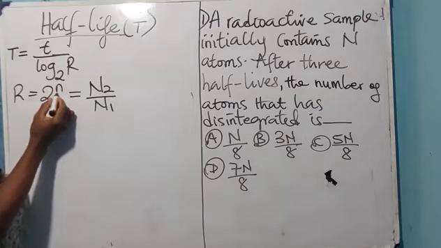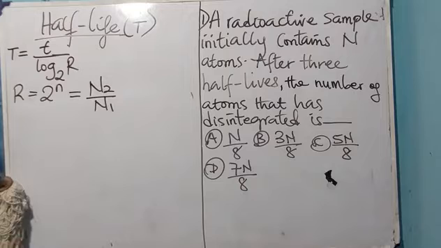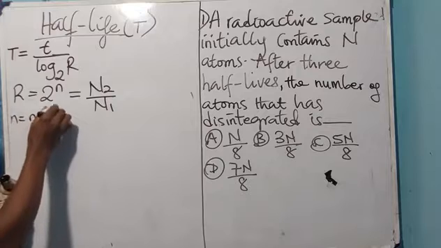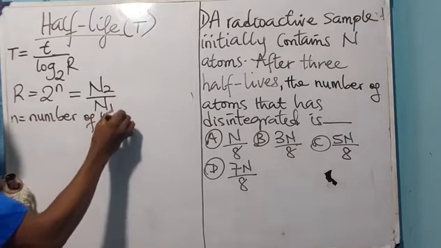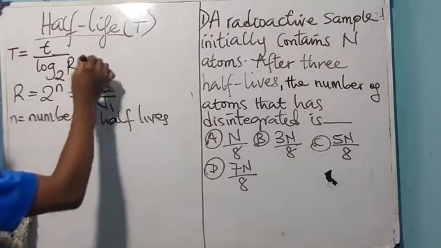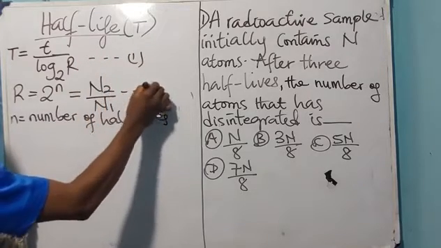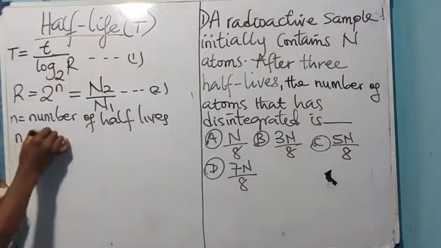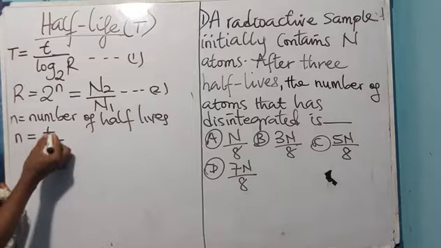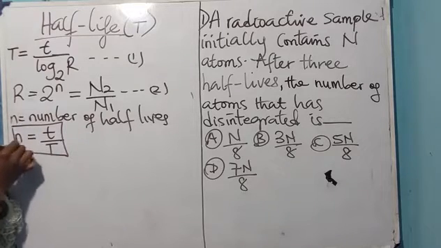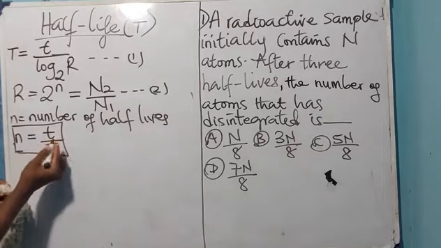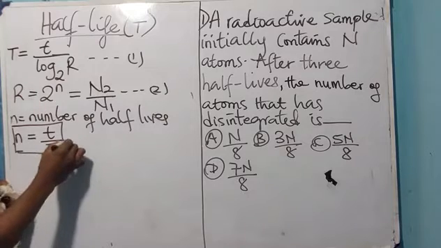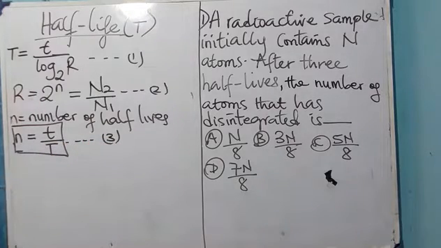Now this n, you may be asking, does not mean number of moles. n here represents the number of half-lives. This is equation 1, and this is equation 2. This n represents the number of half-lives, and it is always equal to small letter t over big letter T. Small letter t represents decay time, and big letter T represents half-life. This is equation 3. Do not forget that.